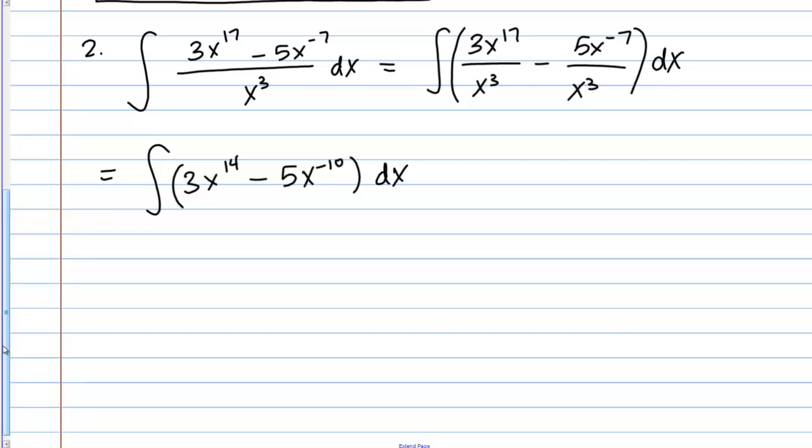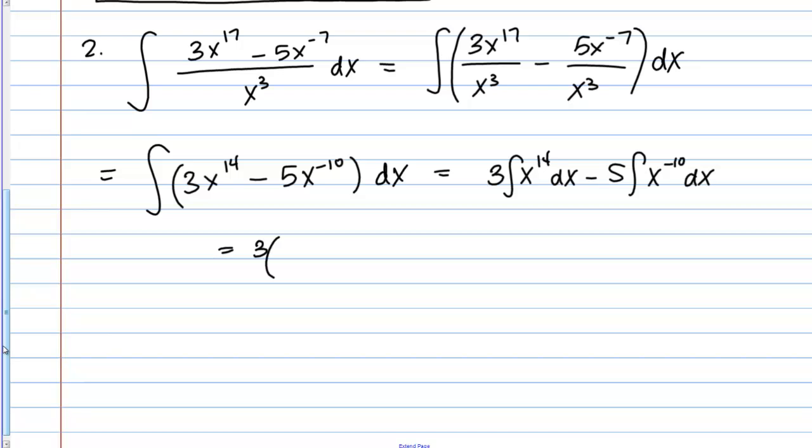Okay, so basically we just split up this quotient and we were able to reduce it to these two terms that we can now use the same process as we used in number 1. So I'm going to start by splitting this up using the sum rule and the constant multiple rule. So I can write this as 3 integral of x to the 14th dx minus 5 integral of x to the negative 10th dx. And then I use a power rule on each of these terms.